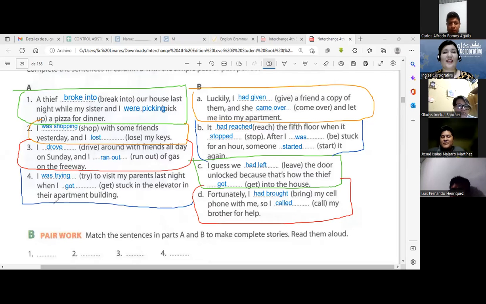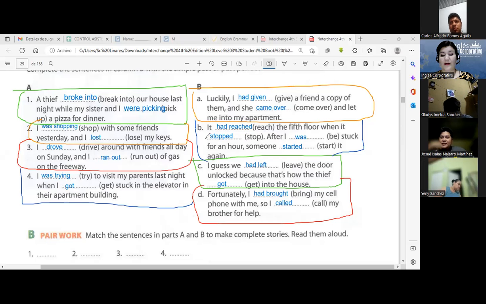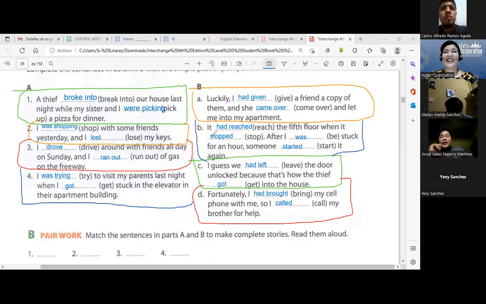Gladys, you can start, and then Josue is going to finish. Gladys, number four, and Josue, letter B. I was trying to visit my parents last night. When I got stuck in the elevator in their apartment building. I had reached the fifth floor when it stopped. I was stuck for an hour. Someone started it again, right? I had reached the fifth floor when it stopped. After I was stuck for an hour, someone started it again, right?